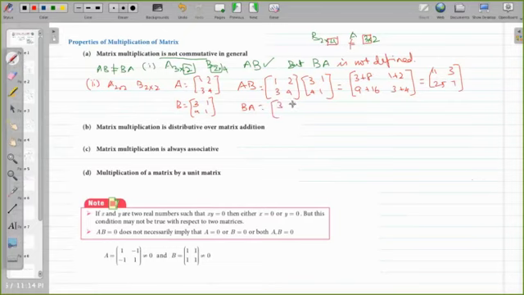It is 3, 1, 4, 1 and 1, 2, 3, 4. You multiply these two, children. 3 into 1, 3. 1 into 3 also 3. Now 3 into 2, 6. 1 into 4, 4. Now for the second row, 4 into 1, 4. 1 into 3, 3. 4 into 2, 8, plus 1 into 4, 4. Children, see what we are getting. It is 6, 10, 7, 12.